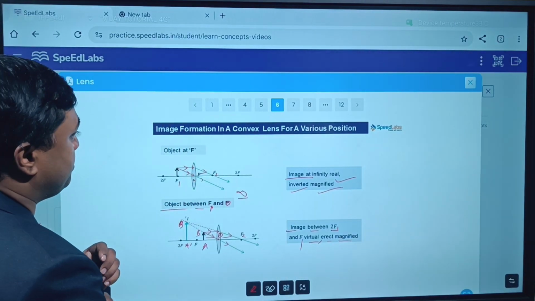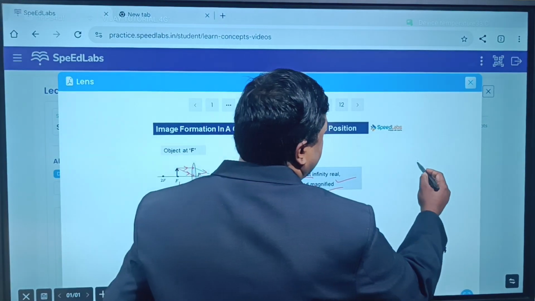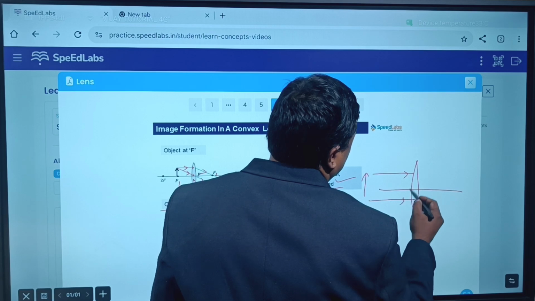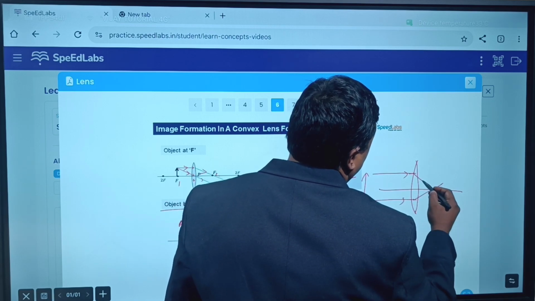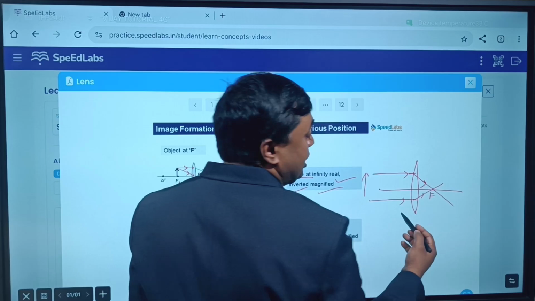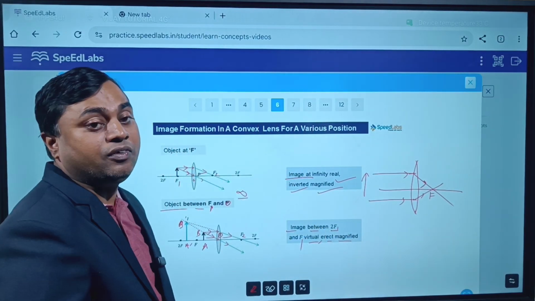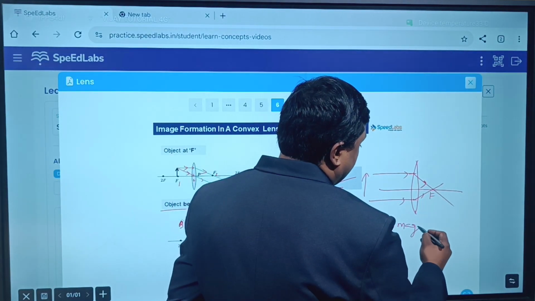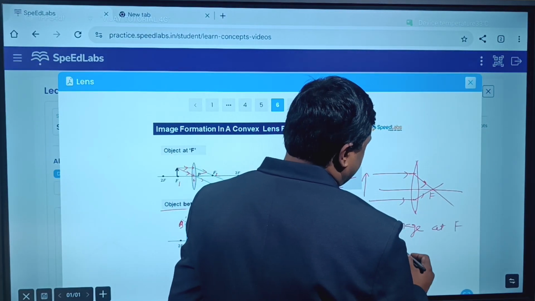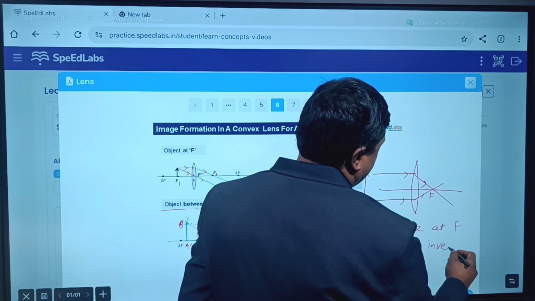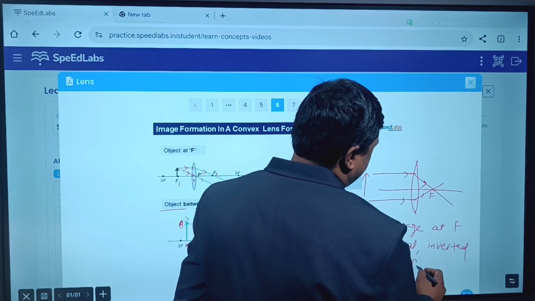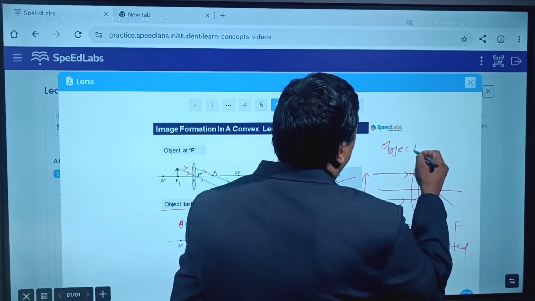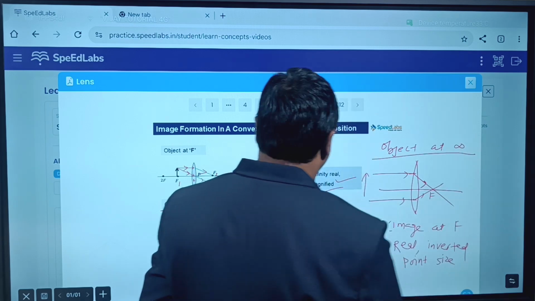One more case is there when the object is at infinity. Okay, when the object is at infinity, in case of convex lens, the light rays will come parallelly. So after refraction, it will meet through focus only. Yes or no, it will pass through focus only. So image will be formed at focus. It will be real, inverted and point size or highly diminished, we can say. Where is the image? Image at focus. What is the nature? Real, inverted and point size. Yes or no, this is the object at infinity. Object at infinity. Very, very important.